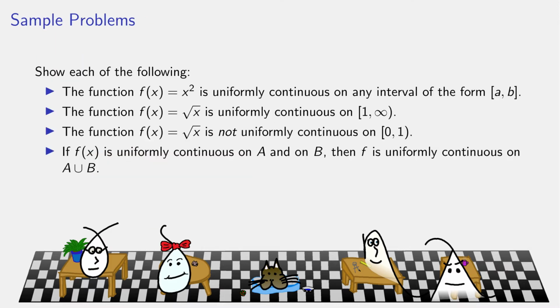Here are some sample problems. Look at how we did the earlier examples. The proofs here are going to be fairly similar. X squared is not just uniformly continuous from 1 to 2, but on any compact interval. Root x is uniformly continuous from 1 to infinity, but not from 0 to 1. And if f of x is uniformly continuous on 2 sets, it is uniformly continuous on the union.